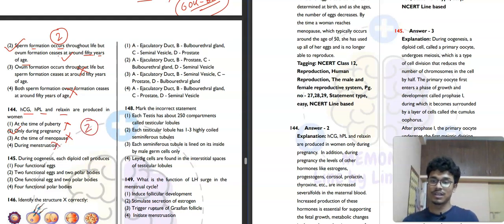During oogenesis, each diploid cell produces 4 functional eggs? No. 2 functional eggs and 2 polar body? No. 2 functional egg or 2 polar body or 4 functional polar body? No. So 1 functional egg will be there, it is absolutely correct, and 2 polar bodies. So there could be 3 polar bodies as well, but 2 polar bodies is the most efficient. That's why we have this option. That third option will be your correct answer for this question. You can read the explanation as well.